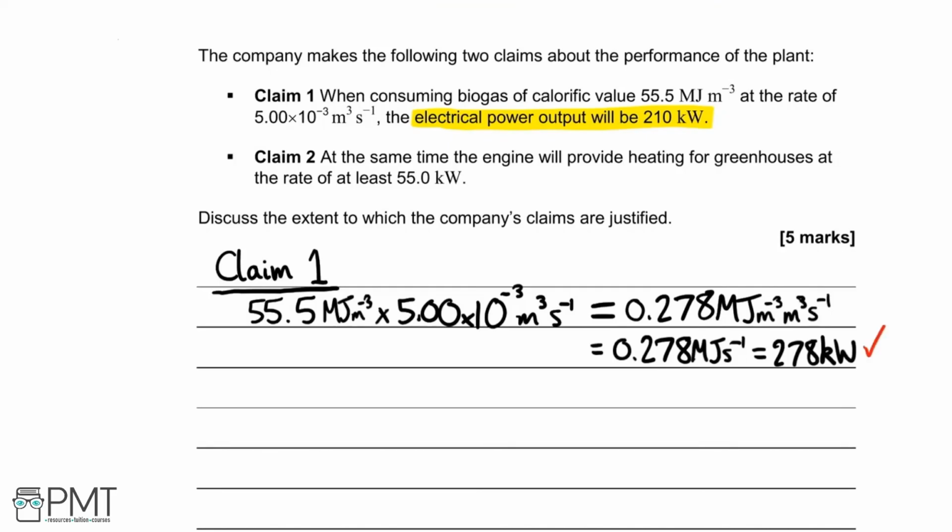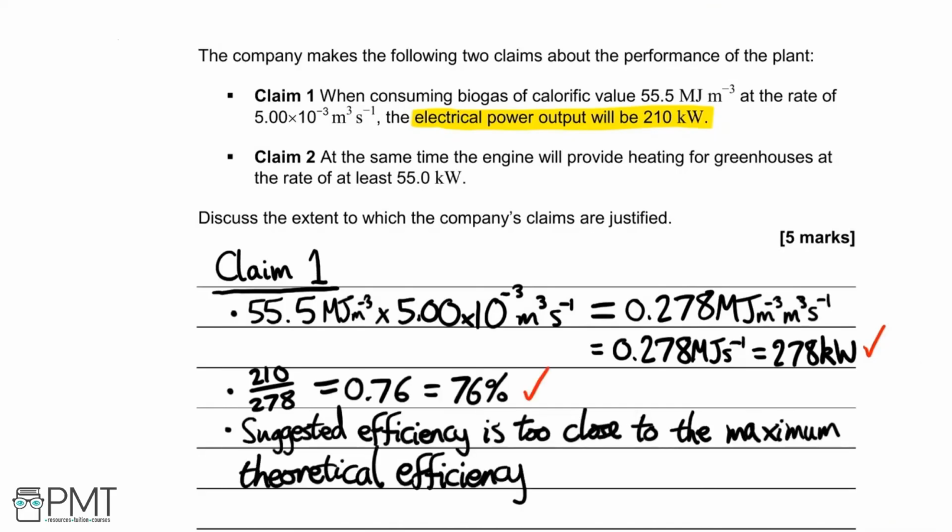So by dividing the useful power output, the 210 kilowatts, by the total power input, 278 kilowatts, we can find the efficiency that they're proposing. So that gives us an efficiency of 76%, which is probably a bit too close to the maximum theoretical efficiency. So this claim isn't justified. And then by making that assessment, we gain our third mark.